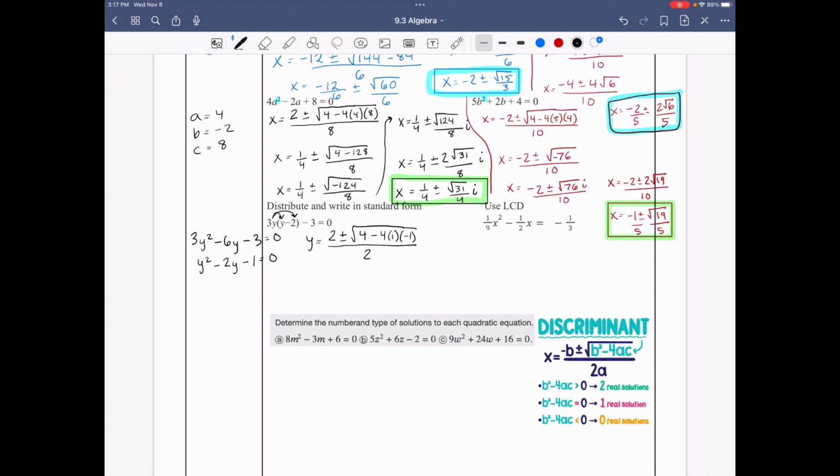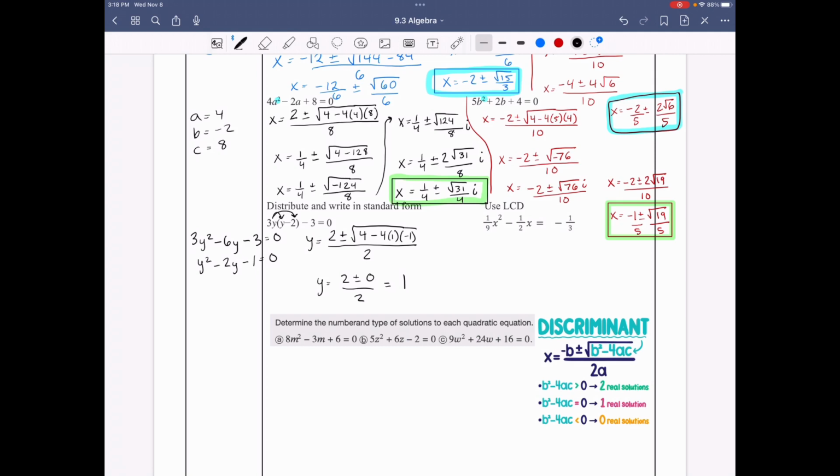So this is 4 minus 4, which is 0. And the square root of 0 is 0. So it's just y equals 2 plus or minus 0 over 2. But 2 plus 0 is 2, and 2 minus 0 is 2. So in both cases, we get a 1. So we only have this one real solution, which is 1.